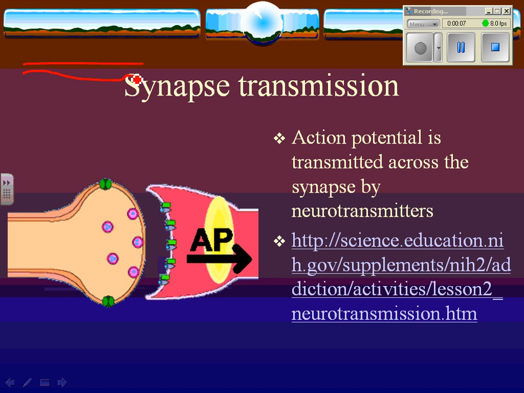Nerve, end of nerve, axon of nerve, next nerve. Draw it as a square. There's a space, and that space is called the synapse. This is not a hard concept, but it has a lot of importance for understanding exactly how the nervous system works.